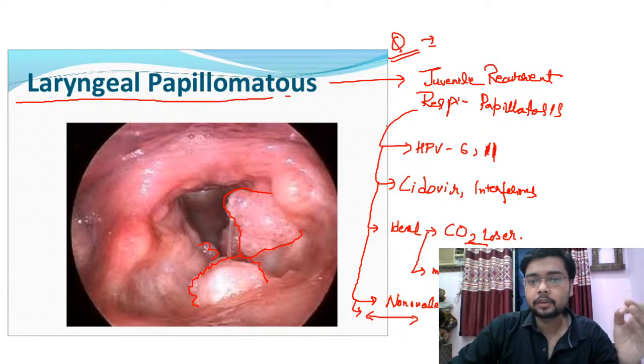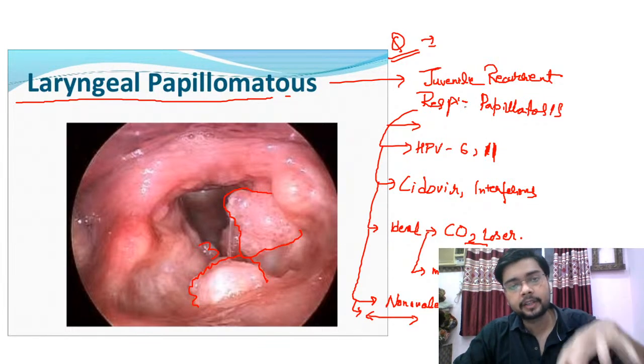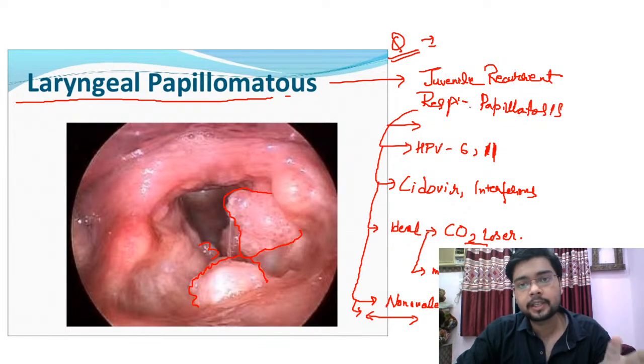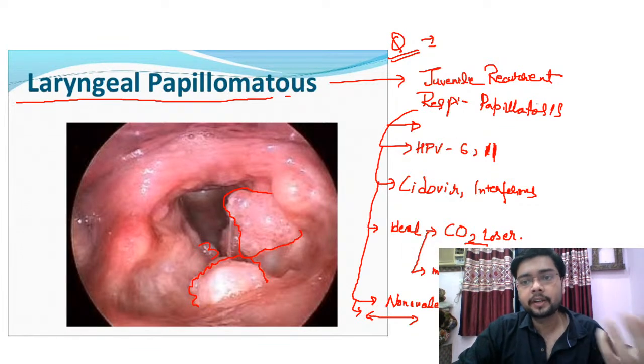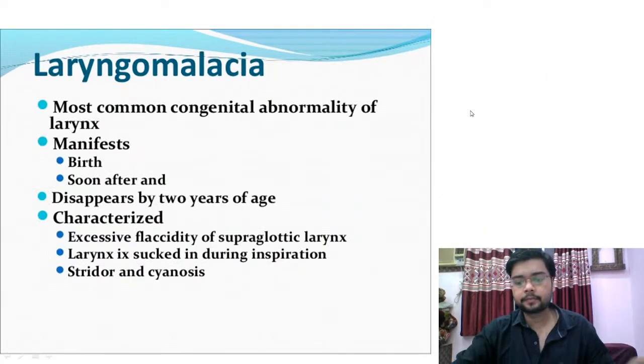And the cause can be during childbirth. The HPV can infect the child, so the cause can be during parturition or delivery; the child got infected and it resulted in juvenile recurrent respiratory papillomatosis.